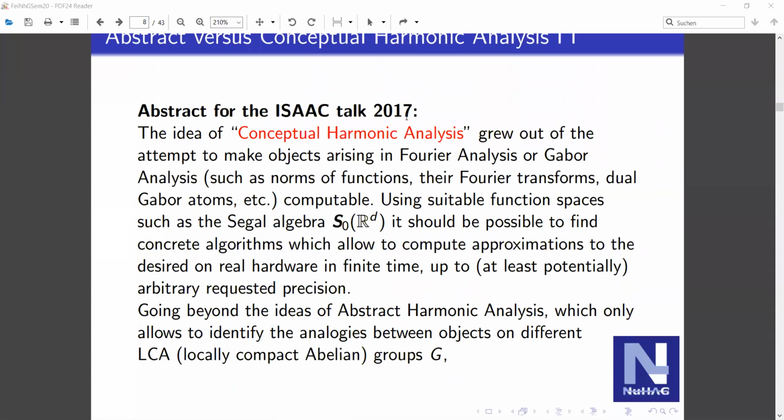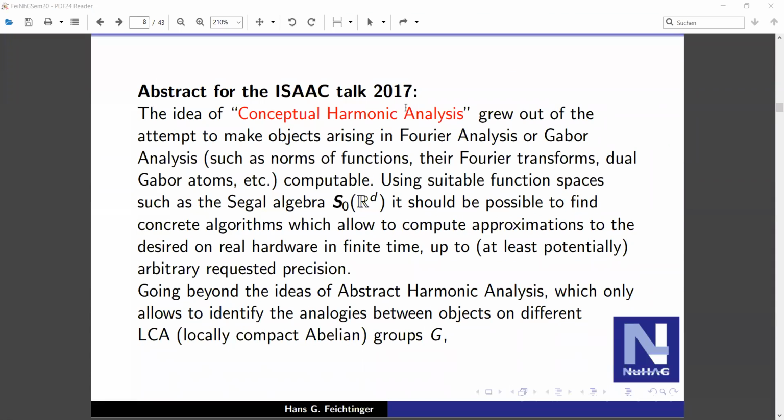Now, looking back to some of the talks that are all available at the talk server, I realized that already 3 years ago at the ISAC conference, I was describing the idea of conceptual harmonic analysis with the claim that it's going beyond abstract harmonic analysis in the following spirit.